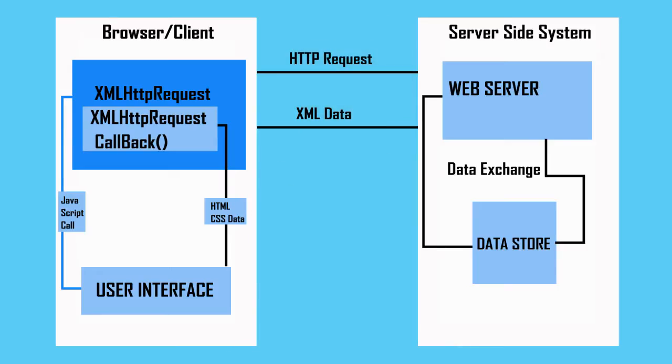After that, the client updates the HTML DOM object representing the page with the new data. As you can see in this diagram, that shows the processes between client and server and how the request, response and data exchange is being done.